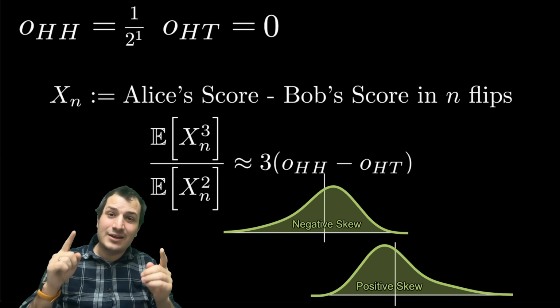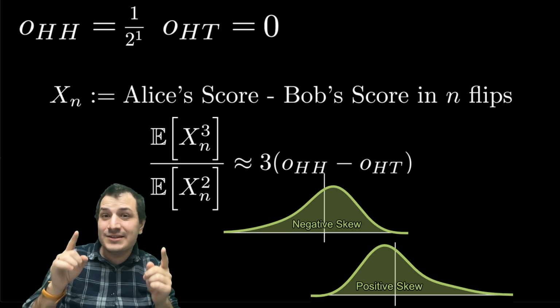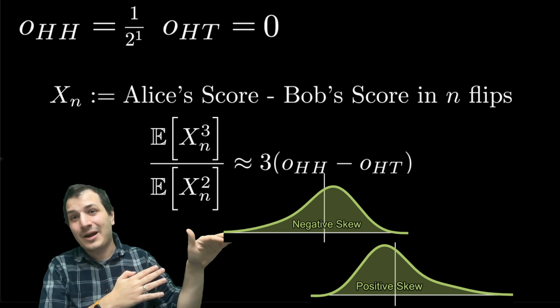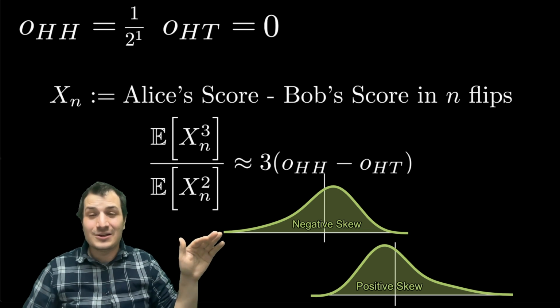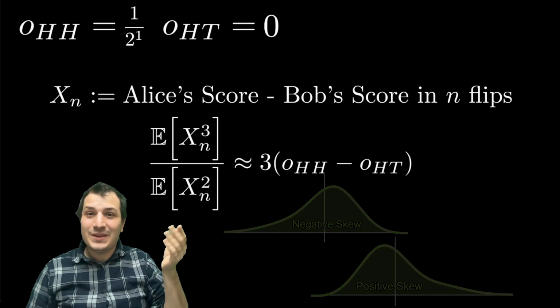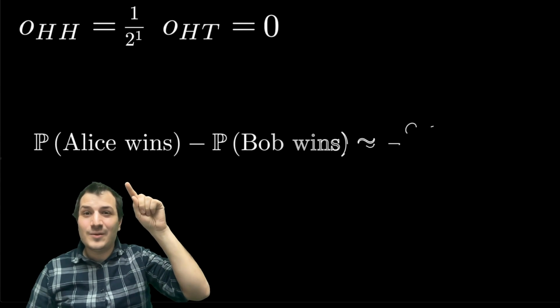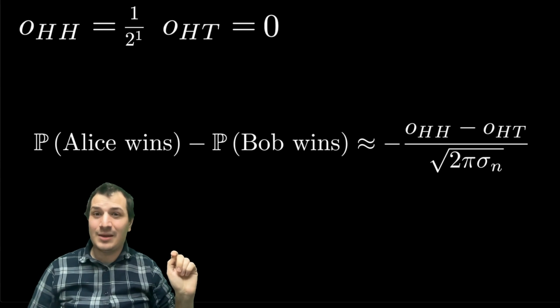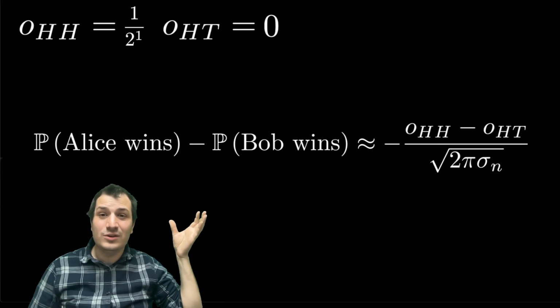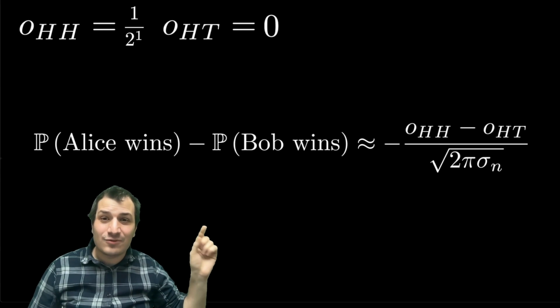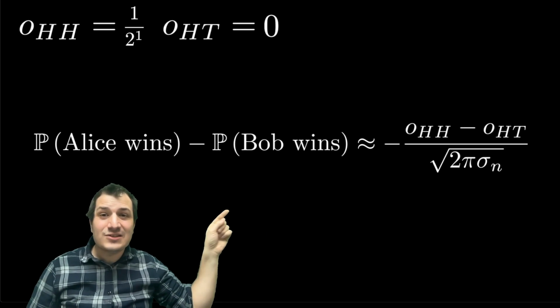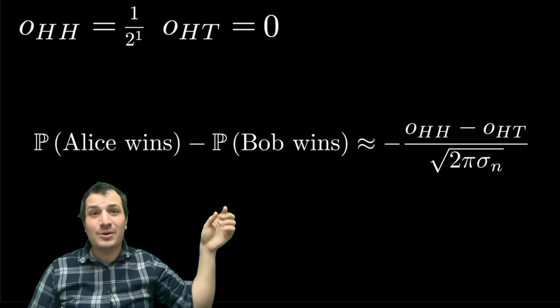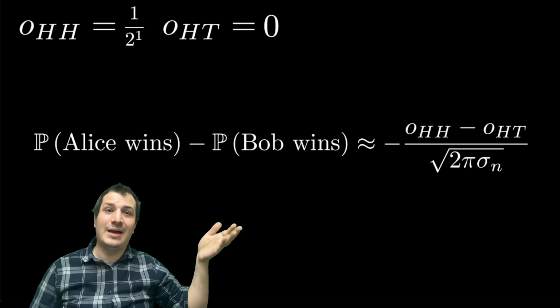This calculation uses a technique called an Edgeworth series expansion, and this is what is connected to my research on deep neural networks. But to summarize it for us, if the Edgeworth series expansion holds, then the probability that Alice wins minus the probability that Bob wins is related exactly to the skewness of the distribution, and you get this as your final answer. It just depends on the hanging overlap of heads, heads minus the hanging overlap of heads, tails.